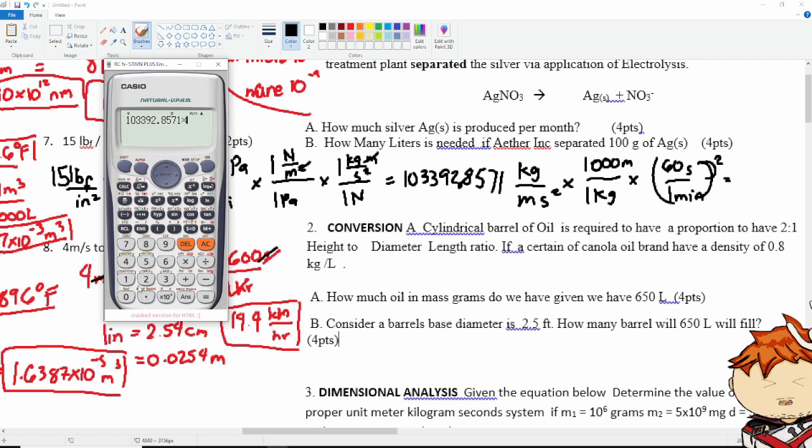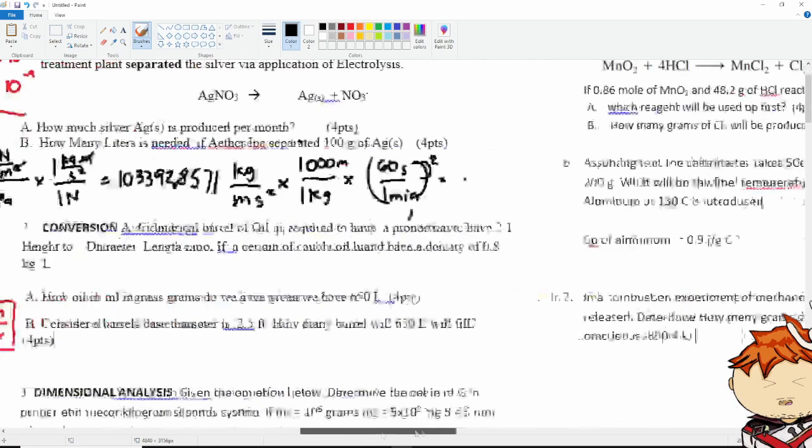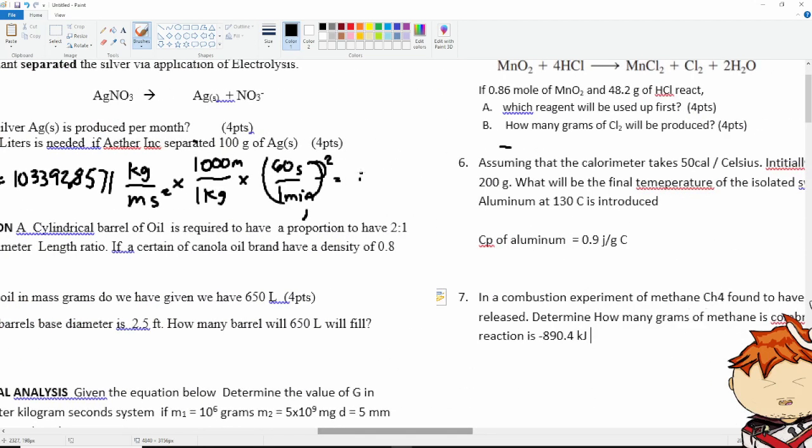103,392.8571 times 1,000 times 60 squared. 3.7221 times 10 to the 11. Okay. I'm gonna have to move the questions, right? 3.7221 times 10 to the 11 kilogram kilometer per minute squared. Okay?